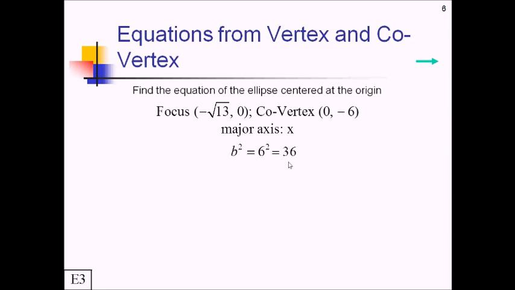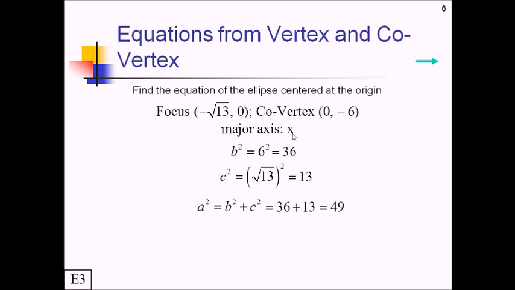We still need the a squared, but they did not give us the vertex this time. So we're going to have to use c squared and b squared together to find a squared. Well, what's c squared? That's going to be radical 13 squared, which is just 13. Now to find a squared if you have b squared and c squared, normally b squared equals a squared minus c squared. So if you add b squared and c squared together, you will get a squared. So that's going to be 36 plus 13, which comes out to 49.